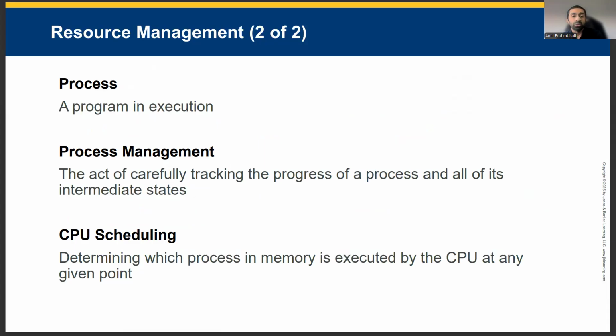Here we focus on processes, programs in execution, and how the OS handles them. The OS performs process management, which includes tracking what each process is doing, what resources it needs, and its current state. CPU scheduling is part of this. The OS must decide which process gets CPU time next and for how long. Since only one process can execute at the CPU at any moment, scheduling is crucial for fair and efficient multitasking.